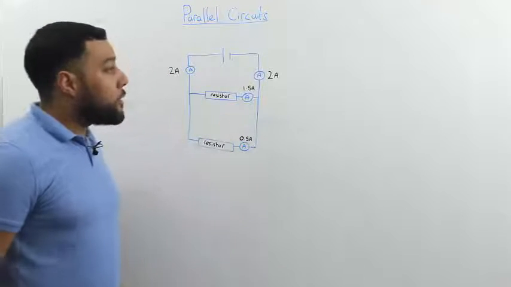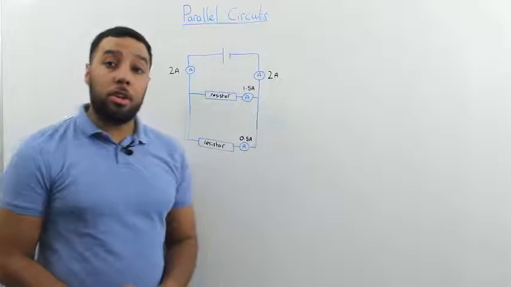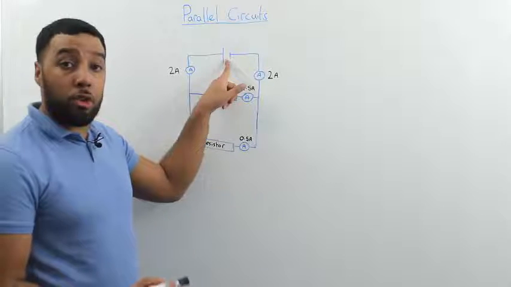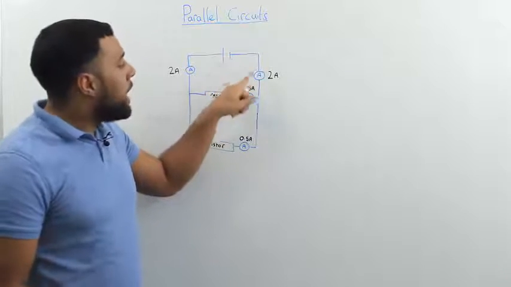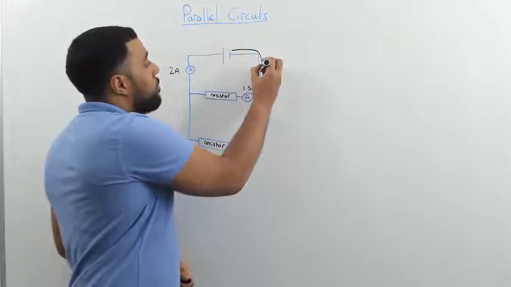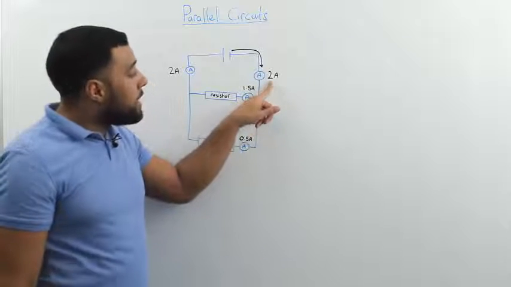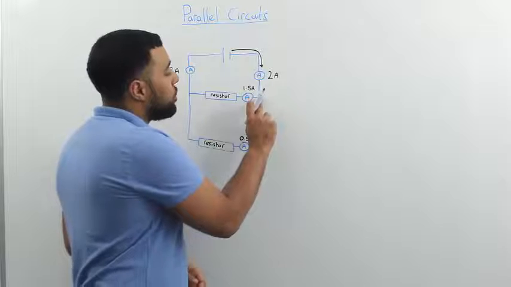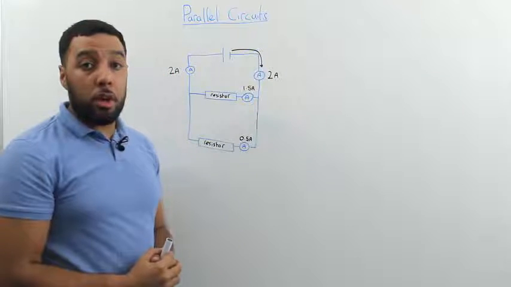Well, let's take a look first of all at how current is affected by a parallel circuit. If you remember, our cell provides the push or the force for the electrons to travel around this circuit, and we can see here that as the electrons flow around the circuit to the ammeter, we have a reading of 2 amps. Now at this junction right here, there are 2 pathways for the current to go.